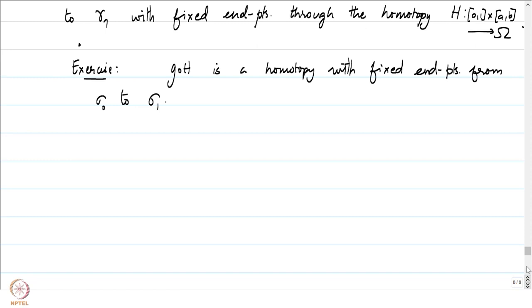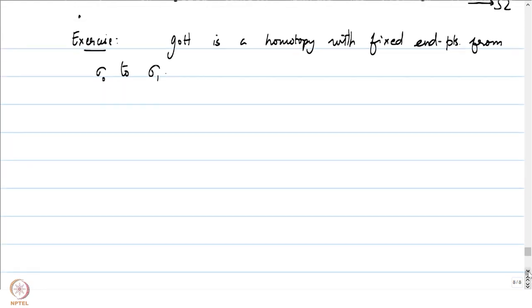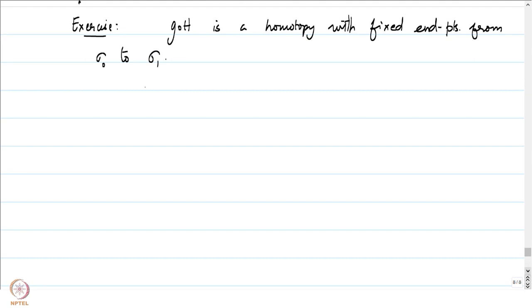G composed with H, by simple verification, one can see that it's of course a continuous map, and the other properties of a homotopy with fixed endpoints are satisfied. And therefore, it's certainly going to be a homotopy from sigma 0 to sigma 1. Also notice, if sigma S is defined to be G composed with H of S comma T, so this is sigma S of T. This is a curve from Z0, sorry, now it is in X, right? So this is going to be from X0 to small x.